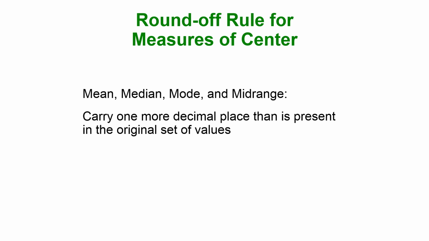Okay, so when you're rounding off mean, median, mode, and mid-range, you're just going to carry one more decimal place than was present in the original set of values. Now, my stat lab is usually pretty good about telling you exactly how many decimal places, but this is the general rule of thumb.